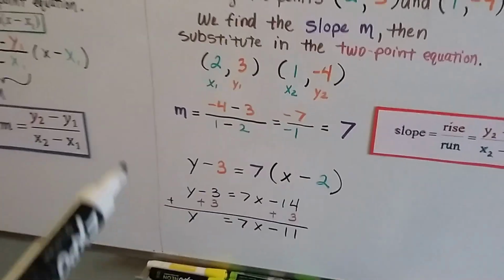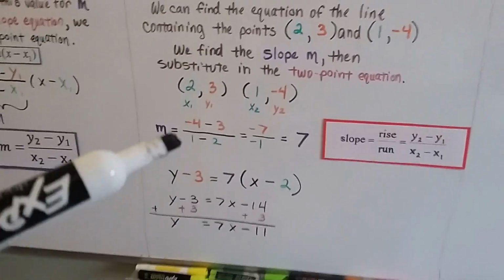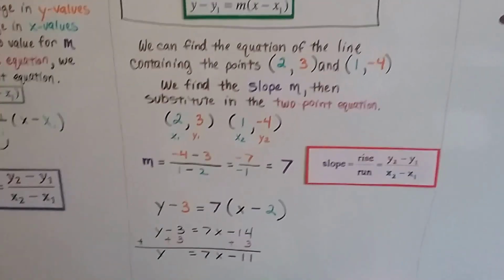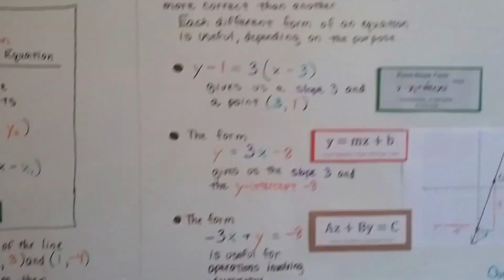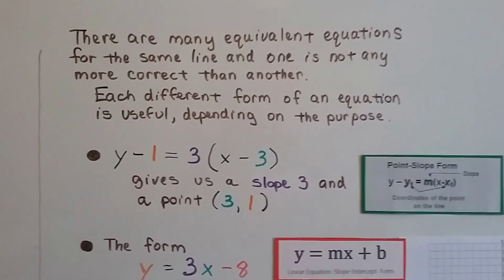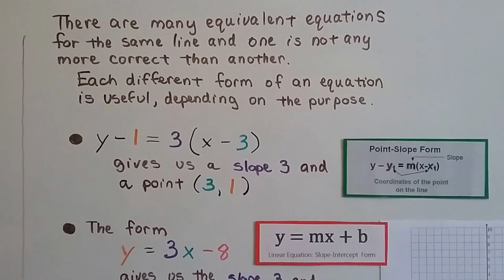So even though it looks like there's a lot going on here, it's just baby steps. If you take it in little steps and do the slope and then plug in the values, it's not really that big of a deal, okay? And there's many equivalent equations for the same line, and one's not any more correct than the other. It's just each different form of an equation is useful depending on the purpose.